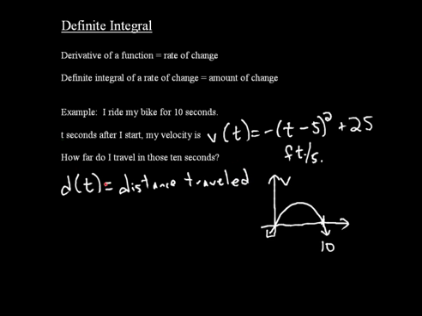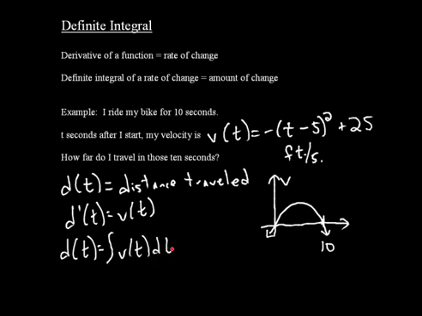Okay. Now we know how distance traveled and velocity are related. If we take the derivative of distance traveled, we get velocity, right? Because this is measured in feet, and if I take the derivative, I get a rate of change, feet per second. So I know that d prime of t is v of t. And that means d of t is the integral of v of t dt. An integral is going backwards from a rate of change to give you the actual function that's changing. And a definite integral is going to give you the amount of change from that function.